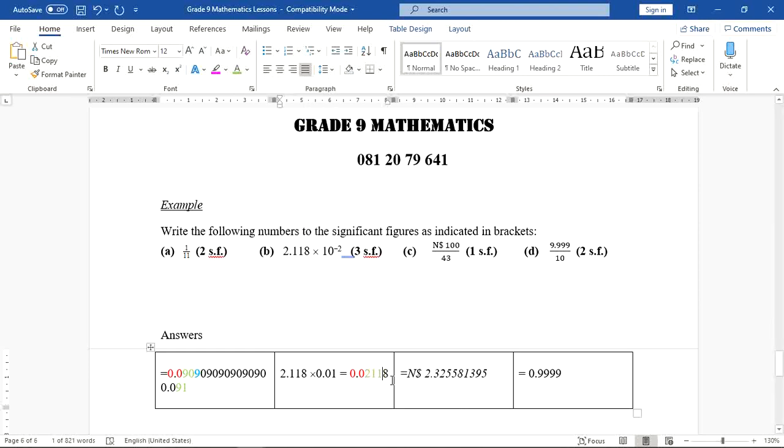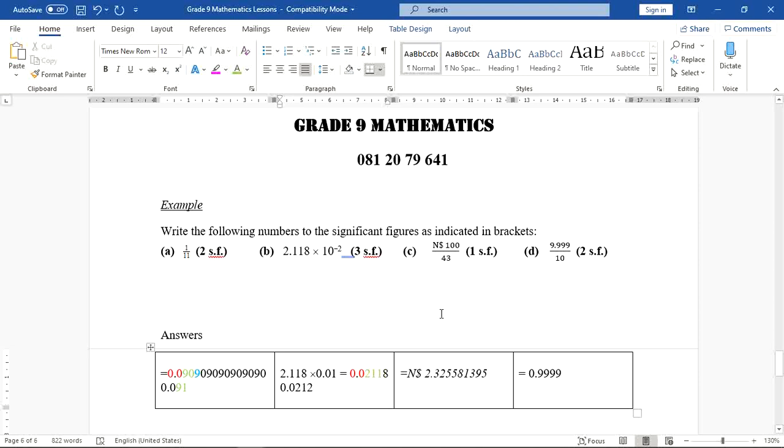So that means I need to use an 8 to round off this one. I'm going to round up here, just like what I did before. I should round up because the 8 is bigger than 5. So the final answer here is going to be 0.0212. My answer has only 3 significant figures. So 0 not significant, 0 not significant, 2 significant, 1 significant, and the 2 is also significant.